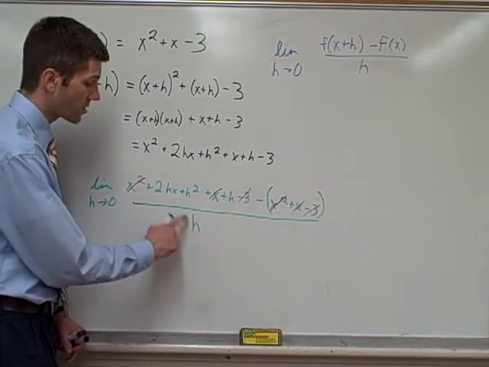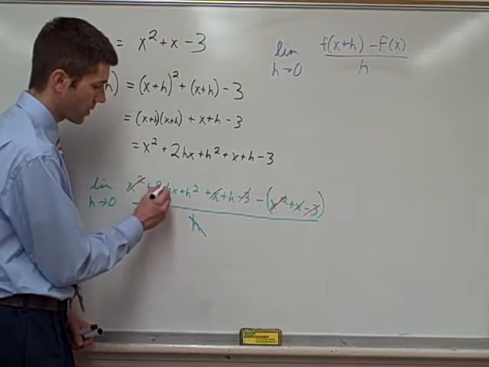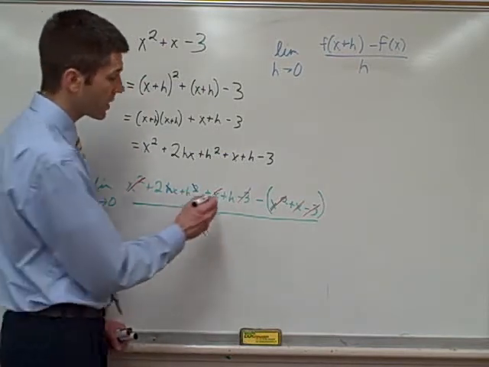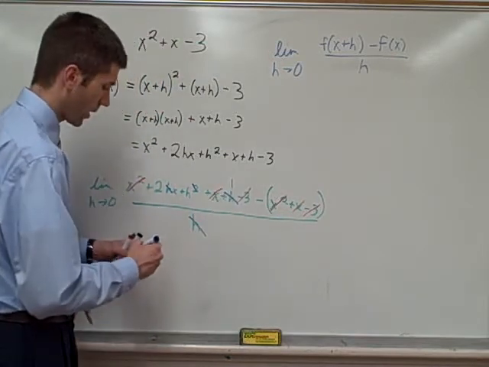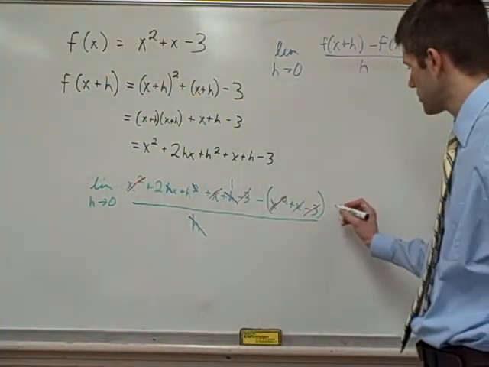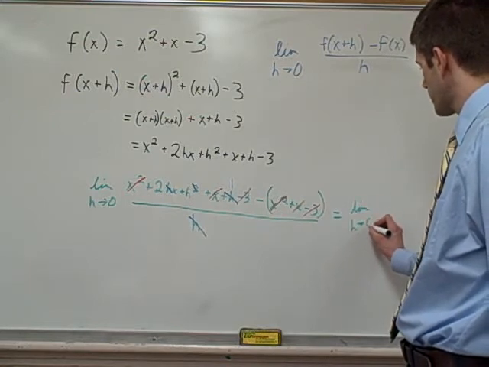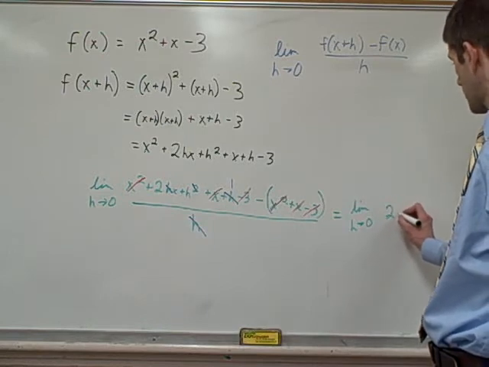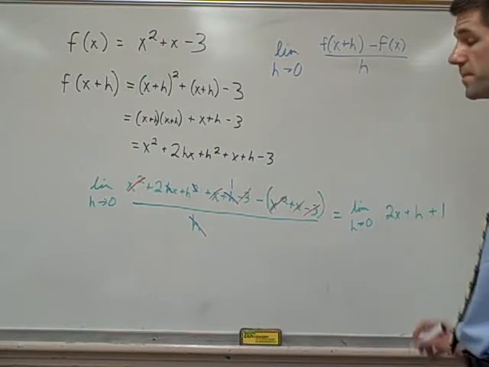We can cancel an h with every single term on the top. This h is going to cancel with that h. It's going to cancel with one of those h's, and it's going to cancel with this one, and h divided by h is 1. Okay, so we'll come over here and we'll rewrite this, having simplified it as much as we know how. So the limit as h approaches 0 of, well, our denominator's gone, so we have just one big polynomial here, 2x plus h plus 1.